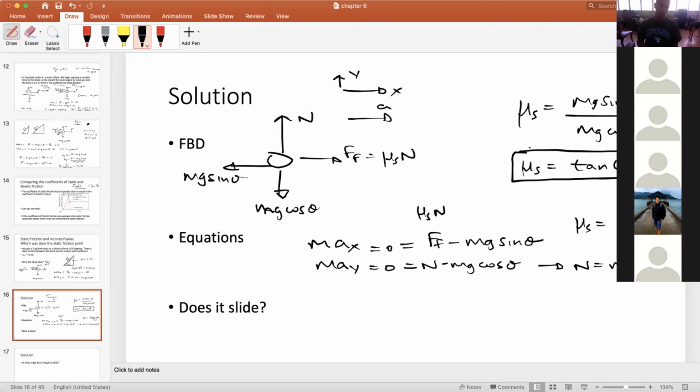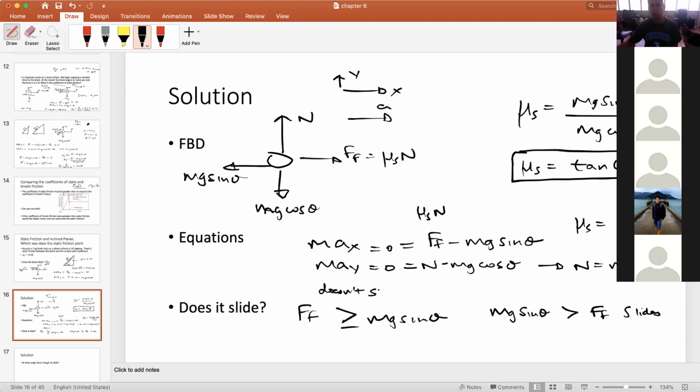And this becomes a pretty weird question. We can do it two ways. Does it slide? We could ask, is the force of friction greater than or equal to mg sine theta? What that's saying is, if the force of friction is greater than the weight component, it can't slide. Or alternatively, if mg sine theta is greater than the force of friction, it slides. It does not slide. Whichever way you want to see that.